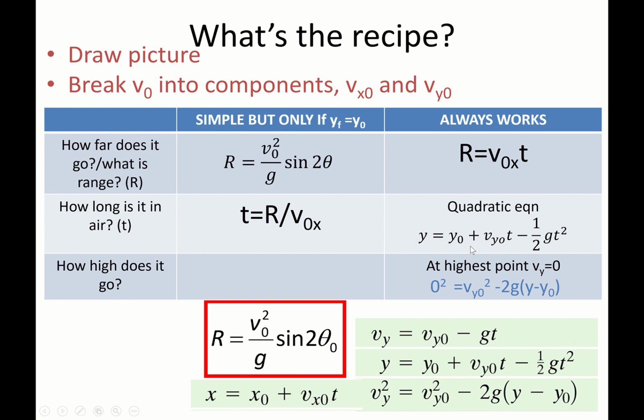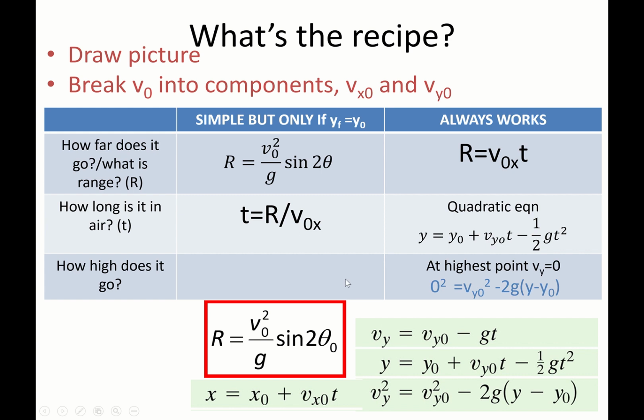So y equals y0 plus vy0 t minus 1/2 g t squared. So if you know the initial and final heights, you know how fast it's going initially, you know g is 9.8, then you have to use the quadratic formula, and I'll do an example like this for you to find what time is, and then you can plug your time into this top equation to get how far does it go.